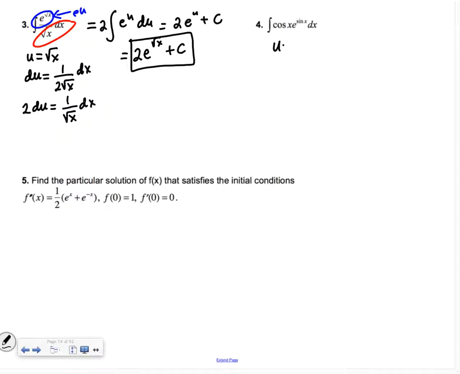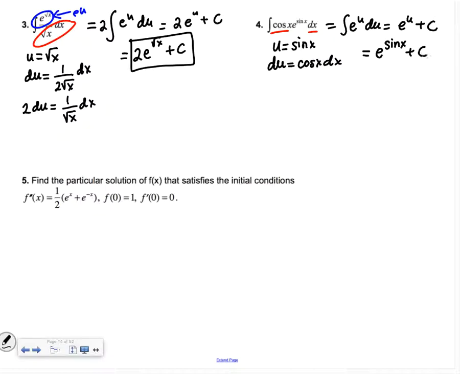U for number 4. Yep, sine of x. You guys are getting good now. You're waking up. Derivative of sine is cosine. Yep. So that's nice for us because that's what we want. We want cosine of x dx, right? So as I replace, I get e to the u du, which gives us e to the u plus c. So our answer is e to the sine of x plus c. Done. Okay, feeling good about those? Pretty easy.